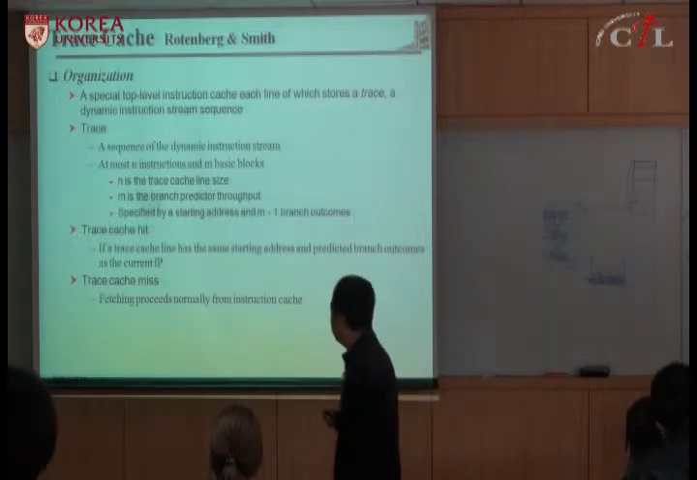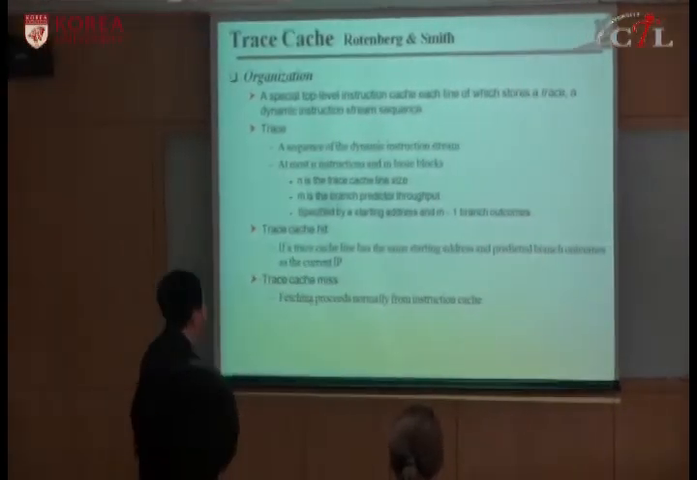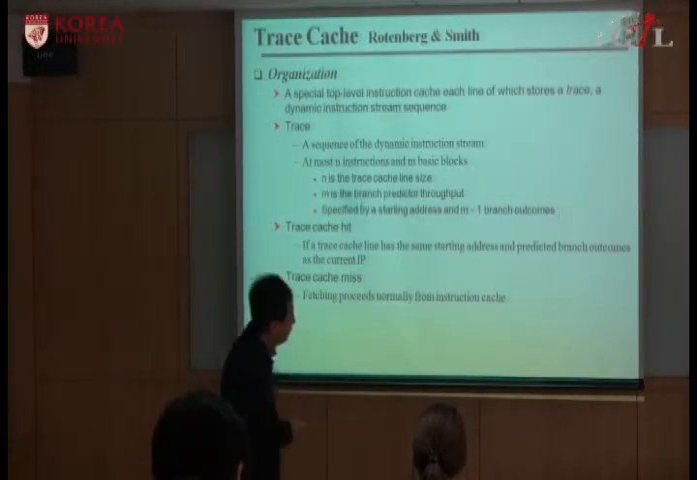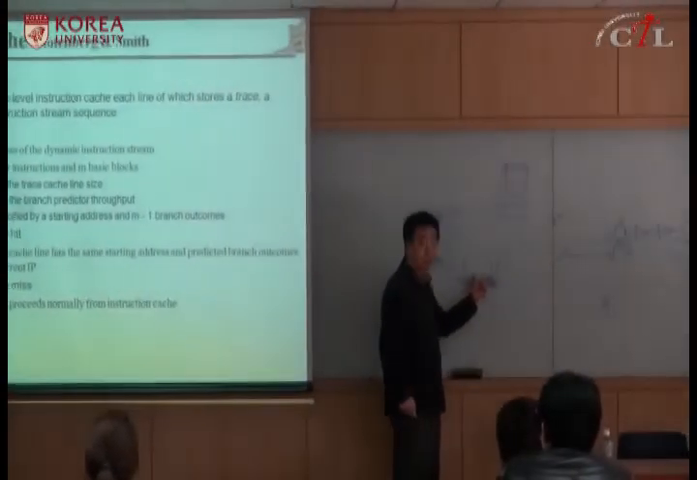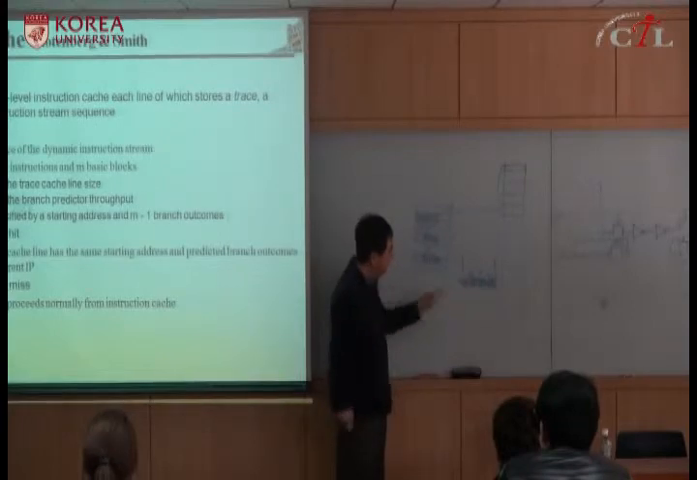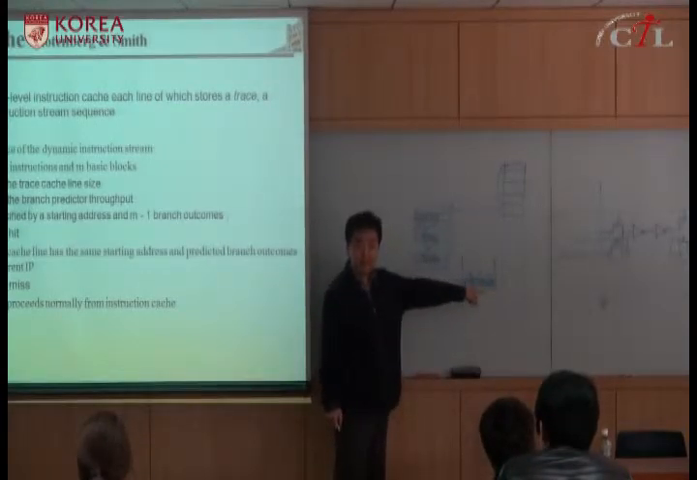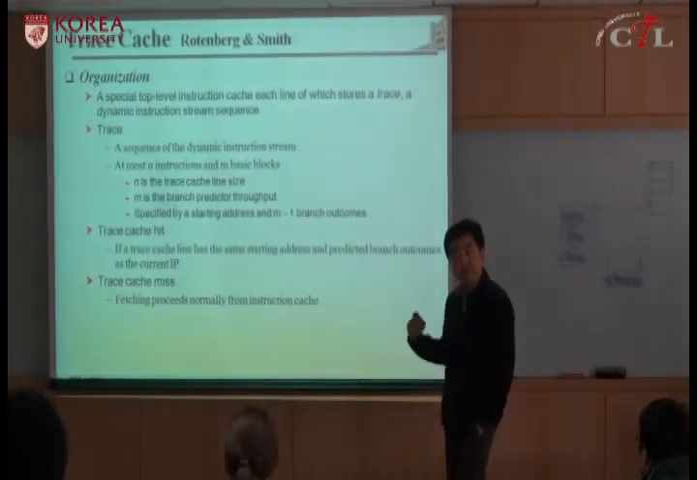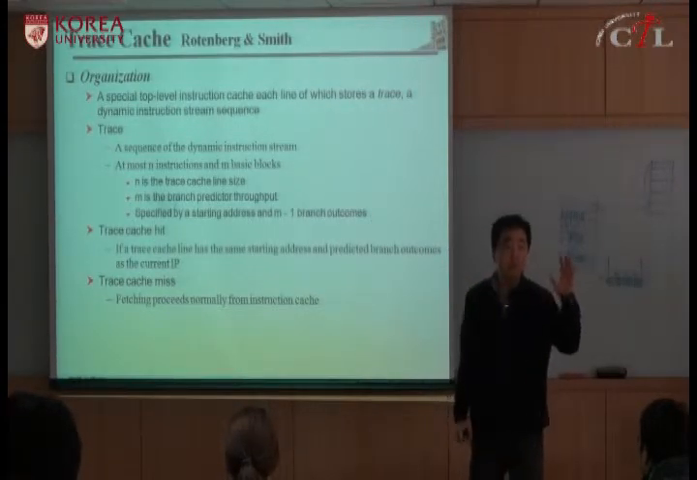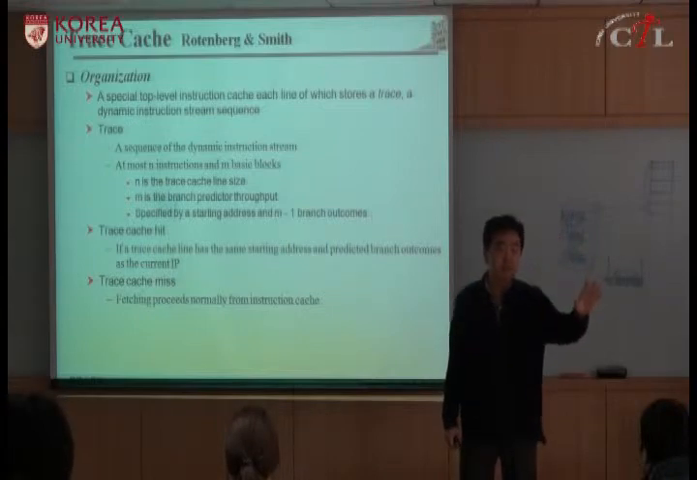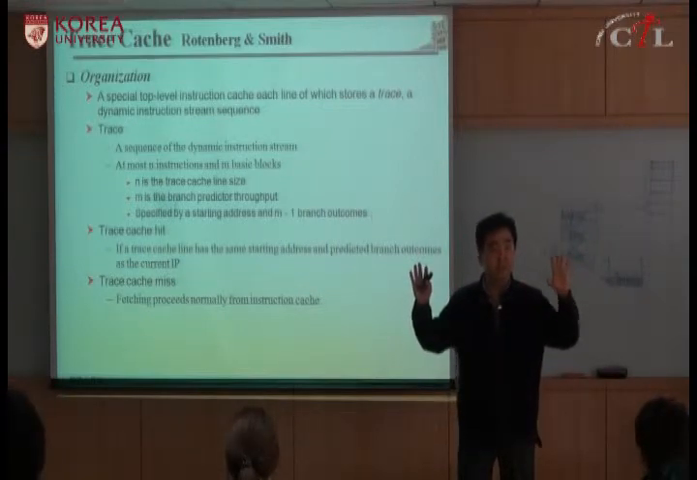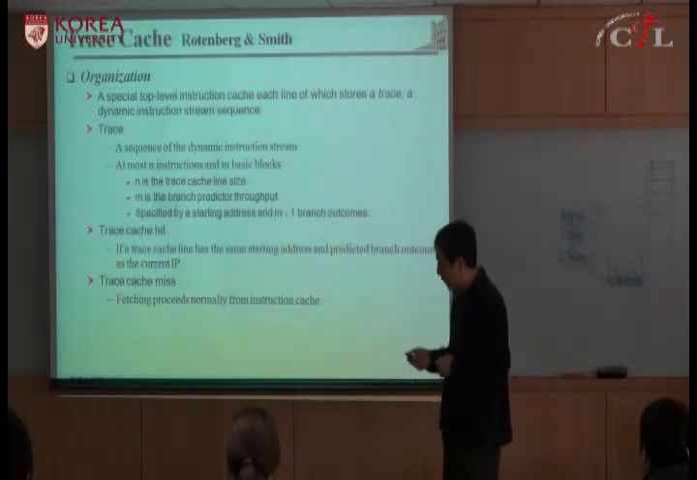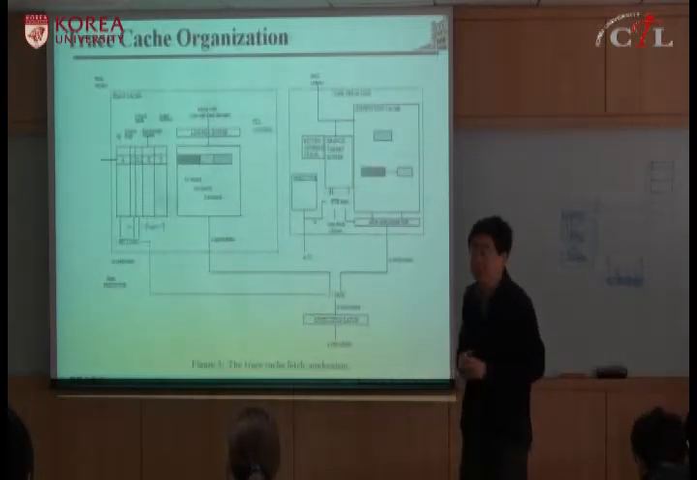Okay? If the trace cache line has the same starting address and the predicted branch outcomes, so when you store this trace, you have to store the tag and this one also. And if your predictor says the same target address and NTT, then you hit the trace. Okay? Otherwise, it's a cache miss, and you can fetch from the instruction cache. So you have 2 levels of cache. One is the trace cache, the other is the instruction cache. So if you hit, the trace cache can supply more instructions, so you fetch from the trace cache, otherwise you fetch from the instruction cache, and this is the design. Okay?